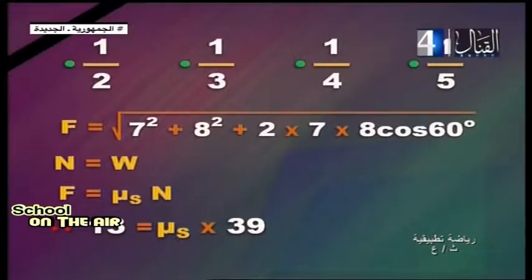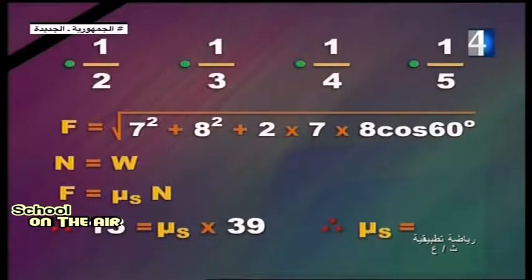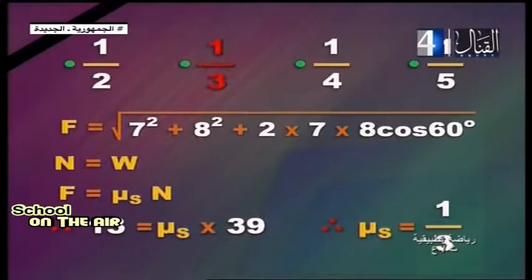We know that the weight equals the normal reaction, R or N, equal to 39. By using the equation F equals mu s N, we deduce that mu s equals 13 over 39. The answer is 1/3.